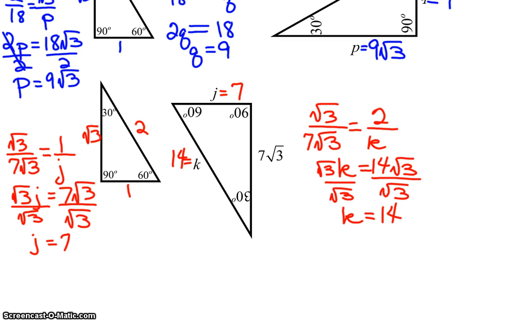On the next problem, I had the square root of 3 still matched up with 7 square roots of 3 from the parent to the new, and 2 on the parent matched up with k on the new, so I ended up with the square root of 3k equals 14 square roots of 3, divided by the square root of 3, and got k to equal 14.